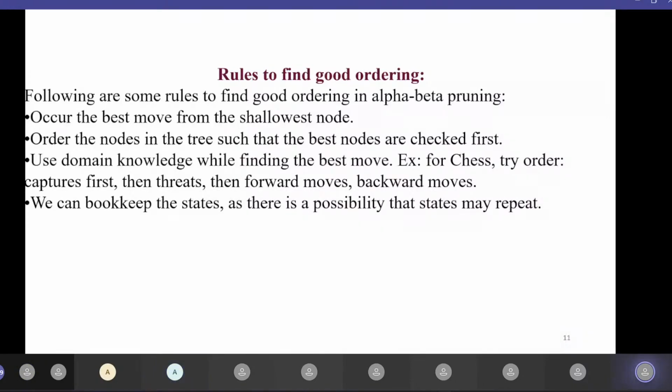Best move from the shallowest node. Can anyone name the best chatbot, ma'am? Order the nodes in the tree such that the best nodes are checked first. Whichever is the best node, check it first, then we can go for Layer 2 at the same time. Ma'am, ChatGPT. Whenever you're finding the best move, use your domain knowledge. ChatGPT, yeah. OpenAI.